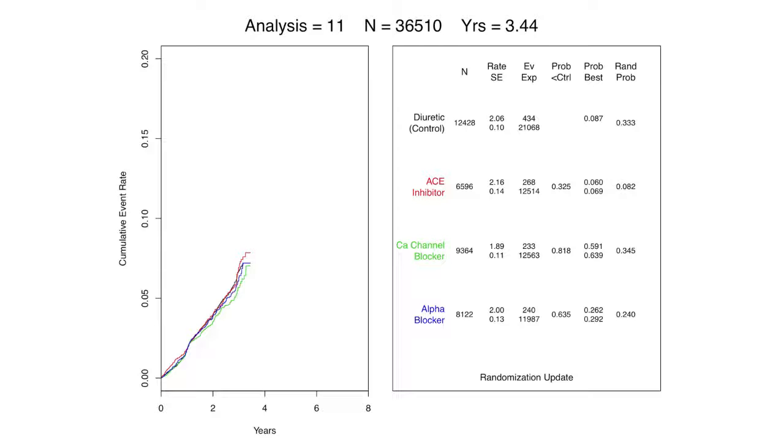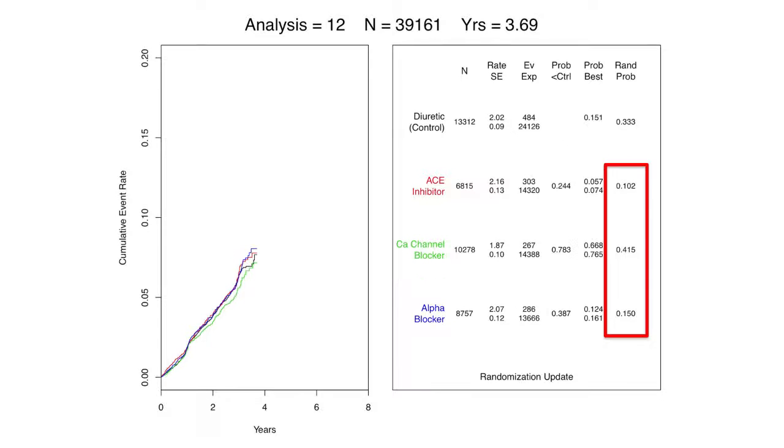We also see this in the green Kaplan-Meier curve being lower throughout the range, and we put a plurality of patients on calcium channel blockers, the best performing arm. At the next interim, calcium channel blockers continue to look the best, and so we randomize 42% of patients to it, 33% to diuretic, 15 and 10% to the other two arms.